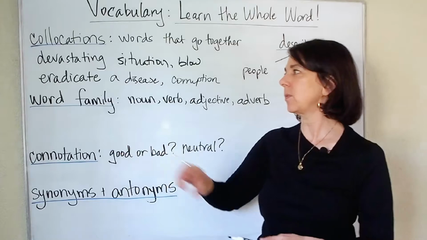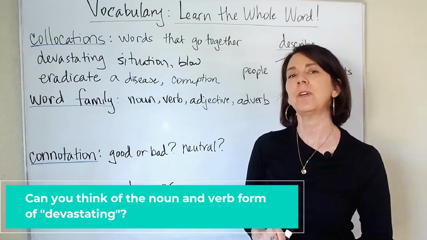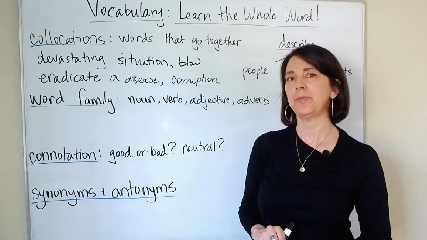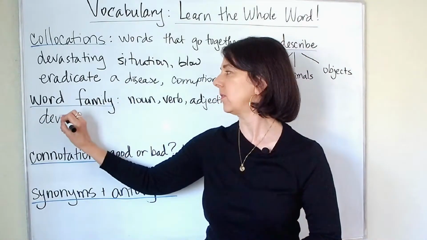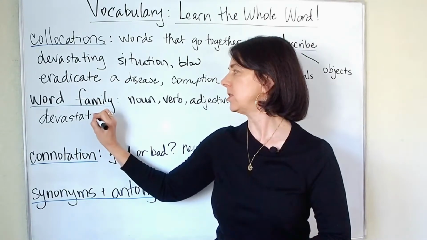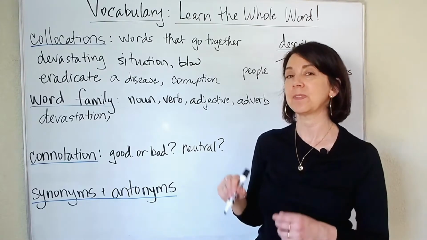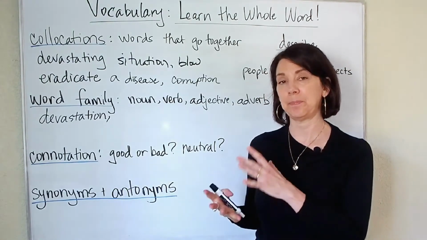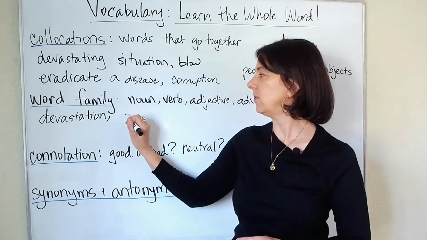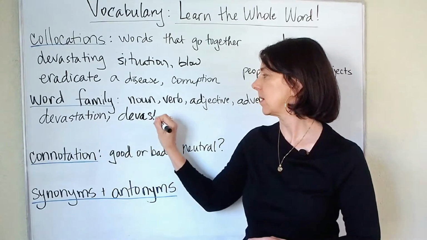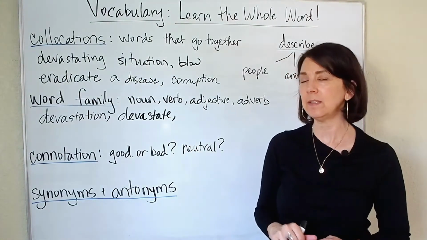Okay, next for the word family, devastating is an adjective. Can you think of the noun and the verb form? So here we have the noun. And if you have a good dictionary, you should be able to look up one of the forms and find the other related forms. This is especially good if you have a paperback, like a book dictionary. Devastation is the noun. The verb is devastate, and the adjective is devastating.